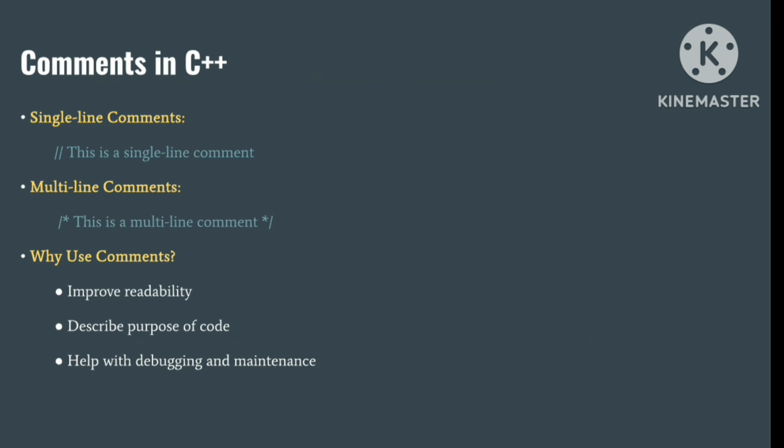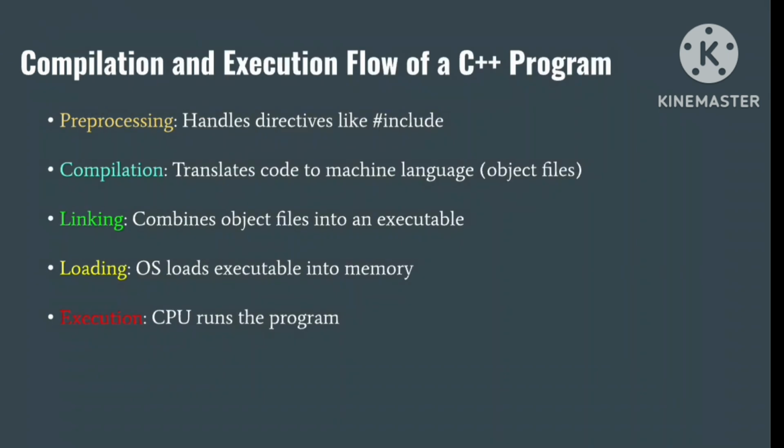Comments are of two types. First is the single line comment, which is written with double slashes. You can see here what a single line comment is and what a multi-line comment is. A multi-line comment spans multiple lines, and a single line comment is a single line. A multi-line comment starts with slash and asterisk and ends with asterisk and slash. Then why do we use comments? They improve readability, describe the purpose of the code, and help with debugging and maintenance.